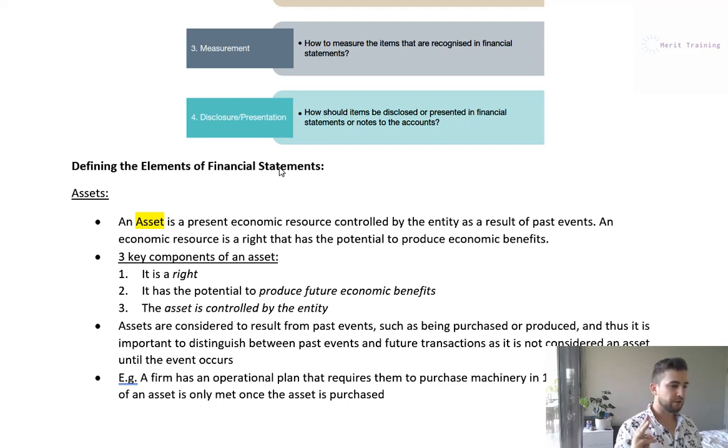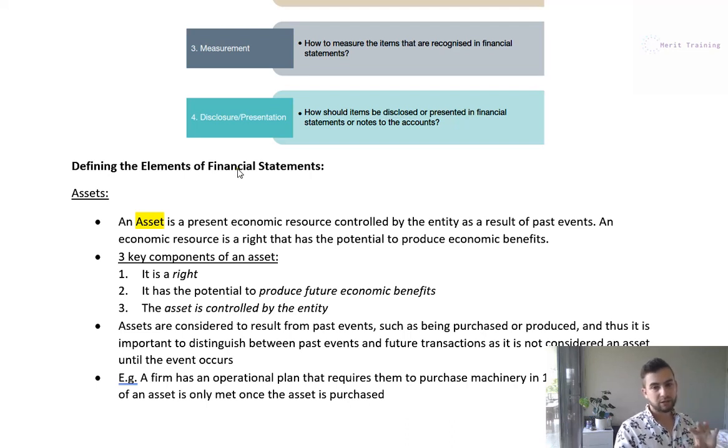So the three components. Number one, it's a right. So you have the right to control this asset, to build it, to sell it, to develop it, to split it, all these kinds of things. Number two, it has the potential to produce future economic benefits. So I gave some examples before. So land can produce corn, you can sell it, you can build apartments on it. If it's a property, you can lease it out, you can build a business on it, and so forth. And number three, it's controlled by the entity.